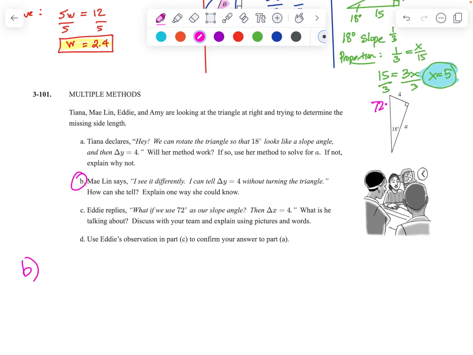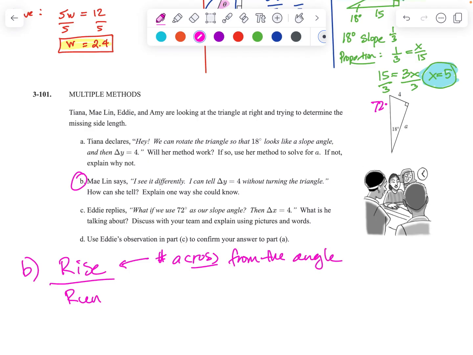So I want to take just a second to talk about rise over run. The rise is the number across from the angle. Write that down. And the run is the number, I'm going to say, attached to the angle. That's not the greatest word, but we're still talking about rise over run, looking at which one's across and which one's attached.